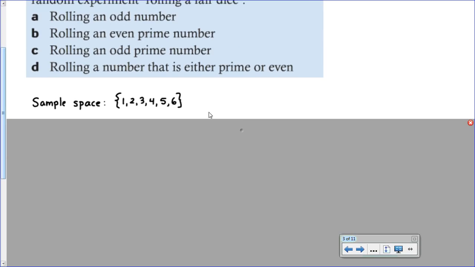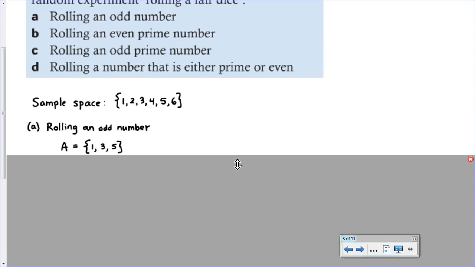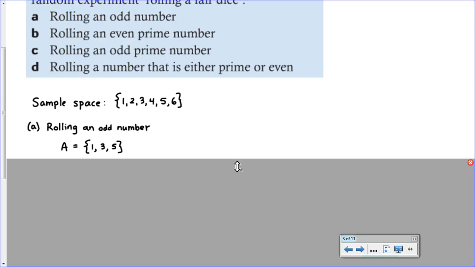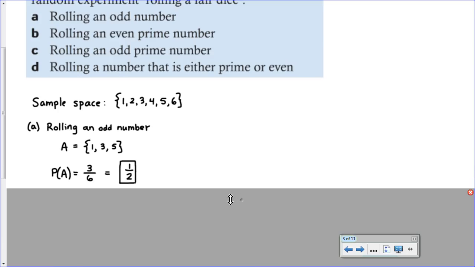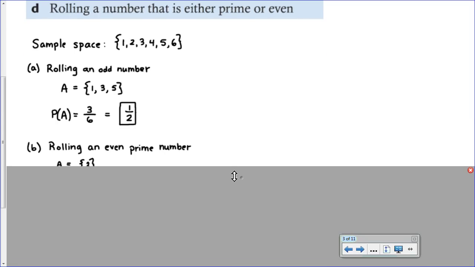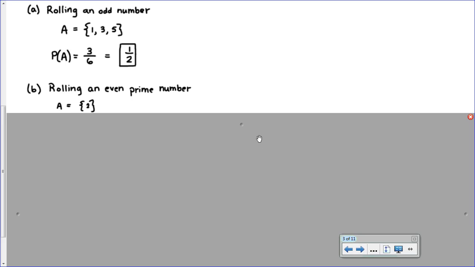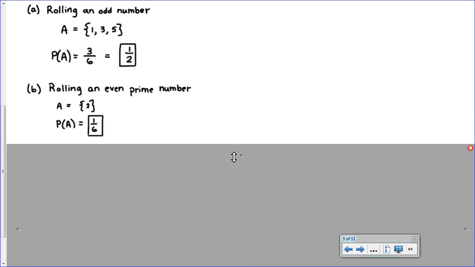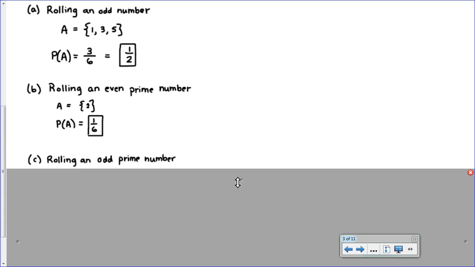The probability of rolling an odd number, so if the event rolling an odd number includes 1, 3, and 5, then there are 3 possibilities there out of 6 total. And so the probability of rolling an odd number is 1/2. Probability of rolling an even prime number, there's only one of those. The number 2 is an even prime number. And so the probability is 1 out of 6 because there's only one way to do that and there are 6 options altogether.